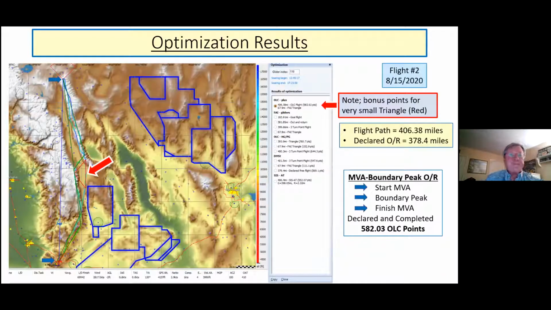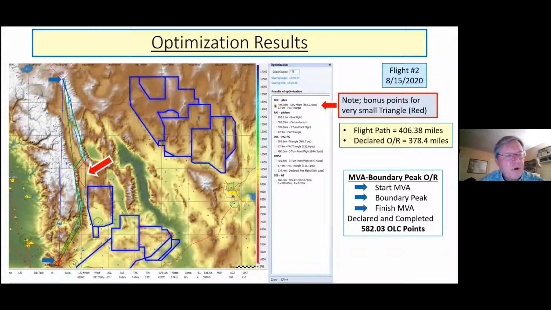So the next flight is an out and return. And this one I did in 2020. This was up to Boundary Peak and back. And again, you click on the right and you get this OLC plus score here. And it shows that I have this little tiny triangle. It automatically computes all the rules for getting a triangle. You have to have your start and finish be within 1,000 meters. And it'll take all of that into account and work that out for you.